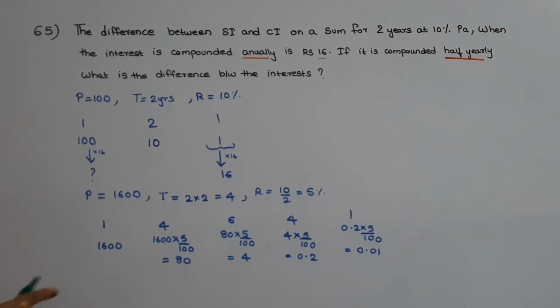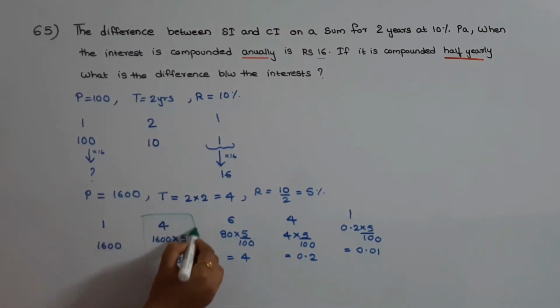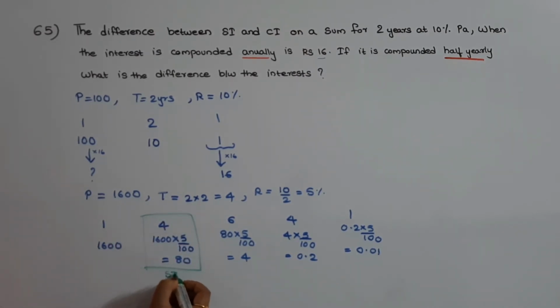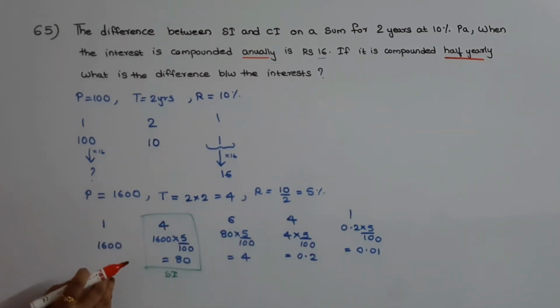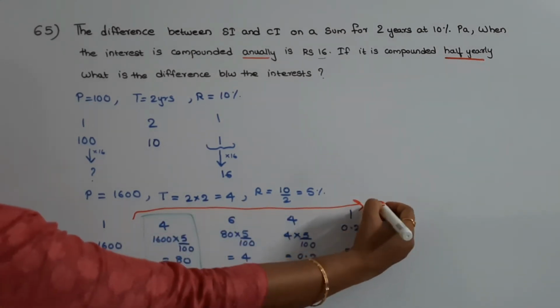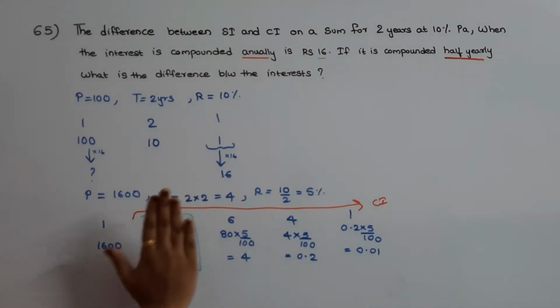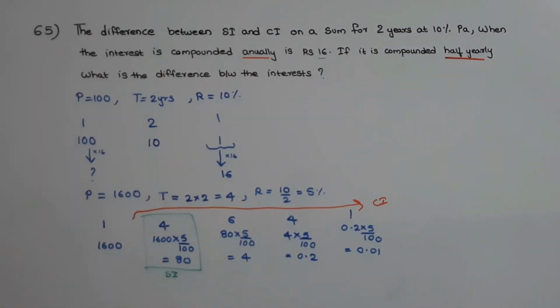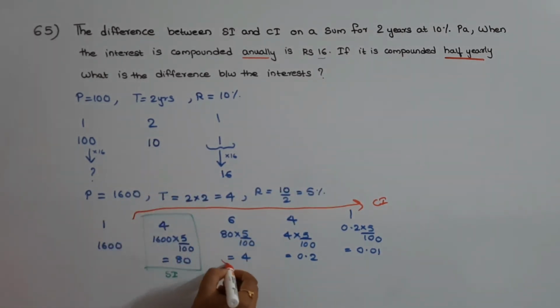Now we know the part just after this principal, that is this part, is for simple interest, and the whole part after this principal is for compound interest. This whole part is for compound interest. Okay. Now if this whole part is for compound interest and this is for simple interest, what will be the difference between simple interest and compound interest? Difference between compound interest and simple interest will be this part.